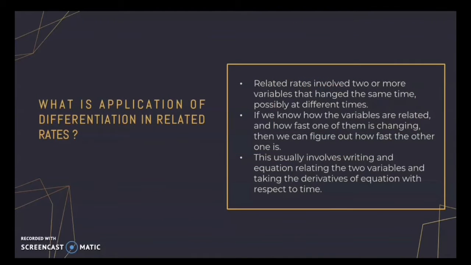What is the application of differentiation in related rates? Related rates involve two or more variables that change at the same time, possibly at different rates. If we know how the variables are related and how fast one of them is changing, then we can figure out how fast the other one is. This usually involves writing an equation relating the two variables and taking the derivatives of the equation with respect to time.